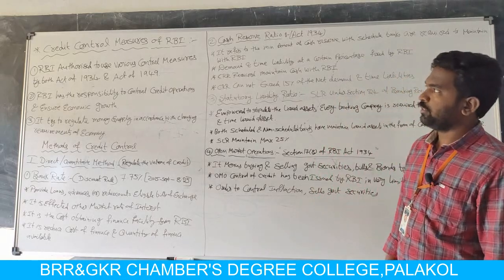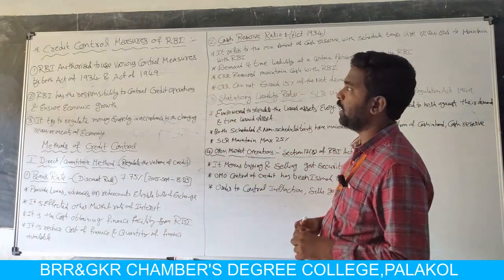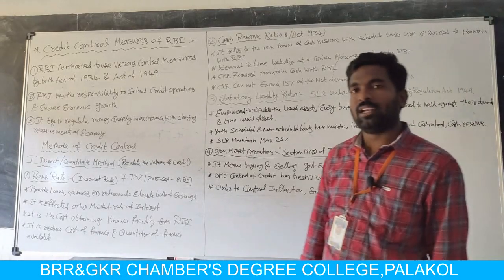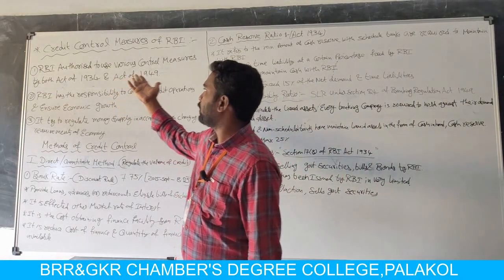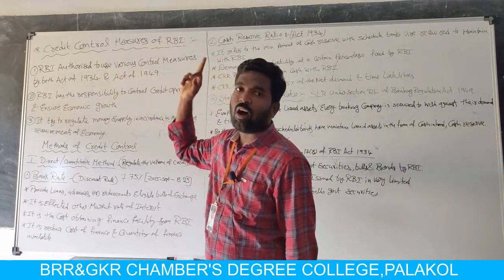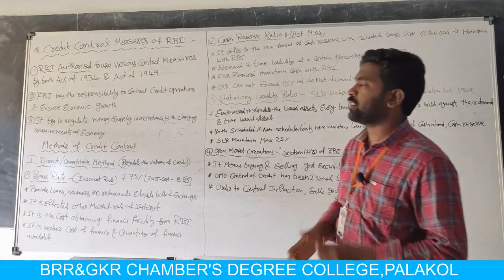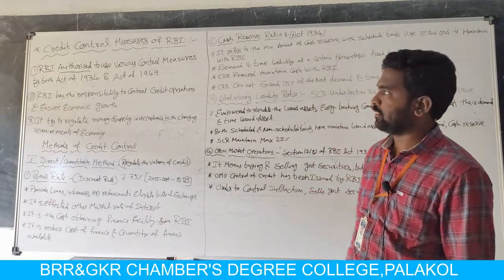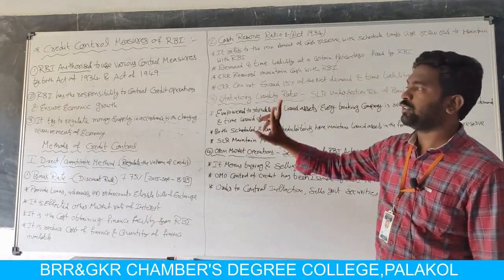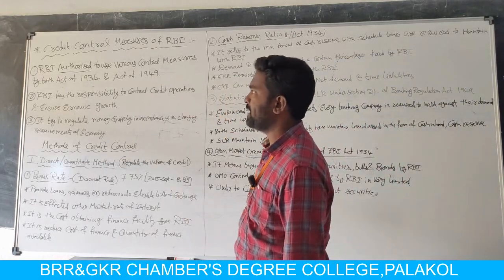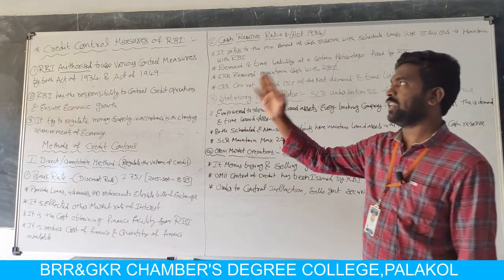Okay. The next topic is credit control measures of Reserve Bank of India. How does the Reserve Bank of India control credit? Some credit measures are available. First of all, what is the meaning of credit control? RBI is authorized, means admin, authorized to use various control measures by both Acts: the 1934 Act and the 1949 Act. So it is one of the authorizations for credit control measures.